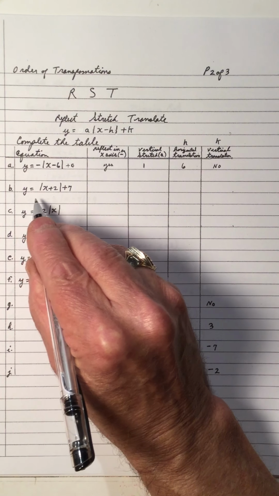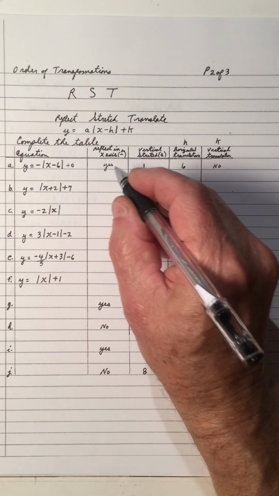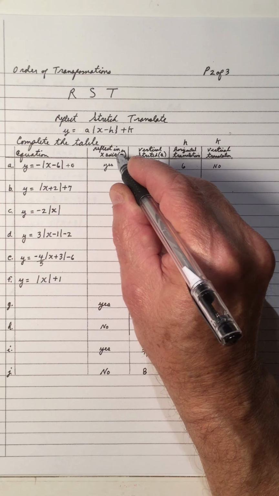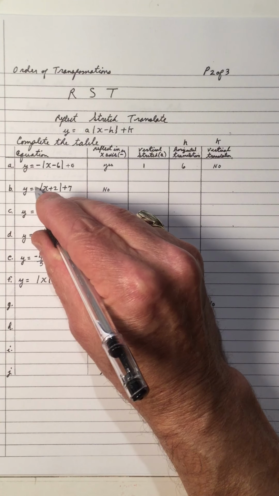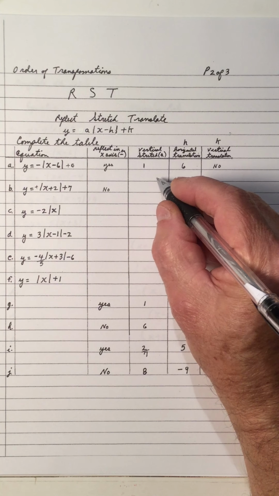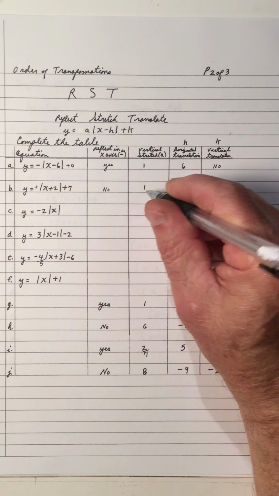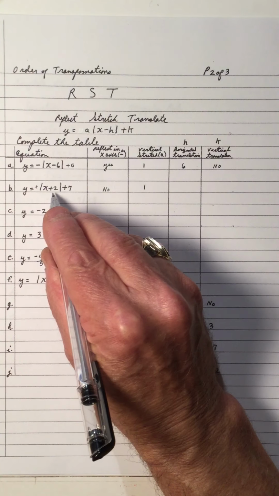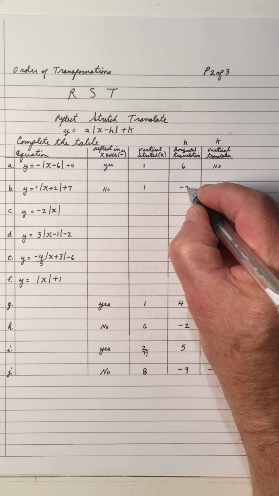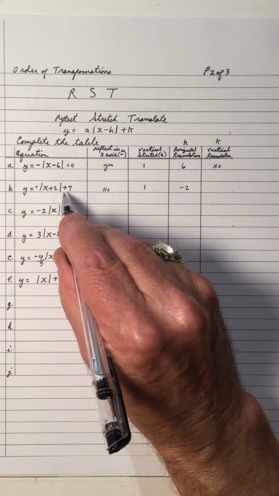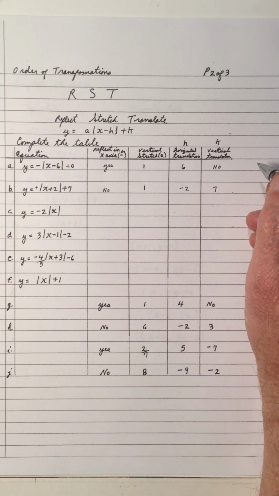B, the equation y equals the absolute value of x plus 2, add on 7. Is it reflected in the x-axis? No, because we have a plus. And the vertical stretch is 1, so there's no vertical stretch. It means the slope is 1. The horizontal translation is opposite of plus 2, so it's negative 2, so it's 2 units to the left. And the vertical translation is plus 7, so it's 7 up.